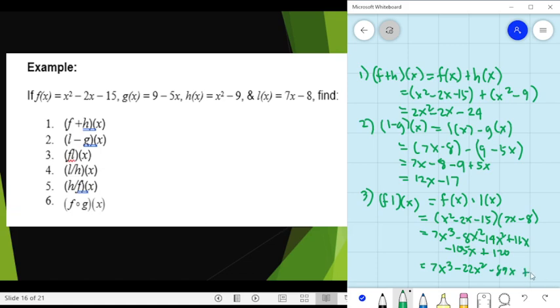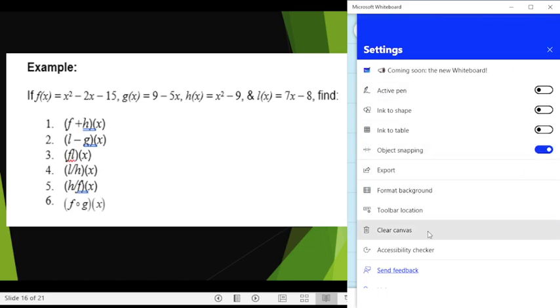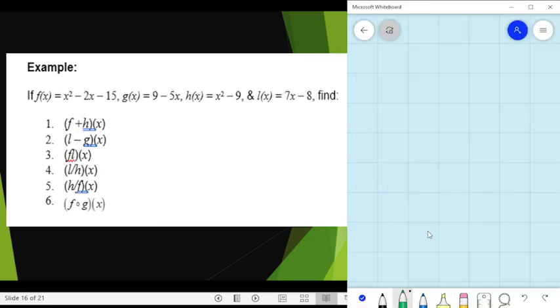Then copy down positive 120. Okay, so my final answer is 7x cubed minus 22x squared minus 89x plus 120. Okay, next number is number 4.